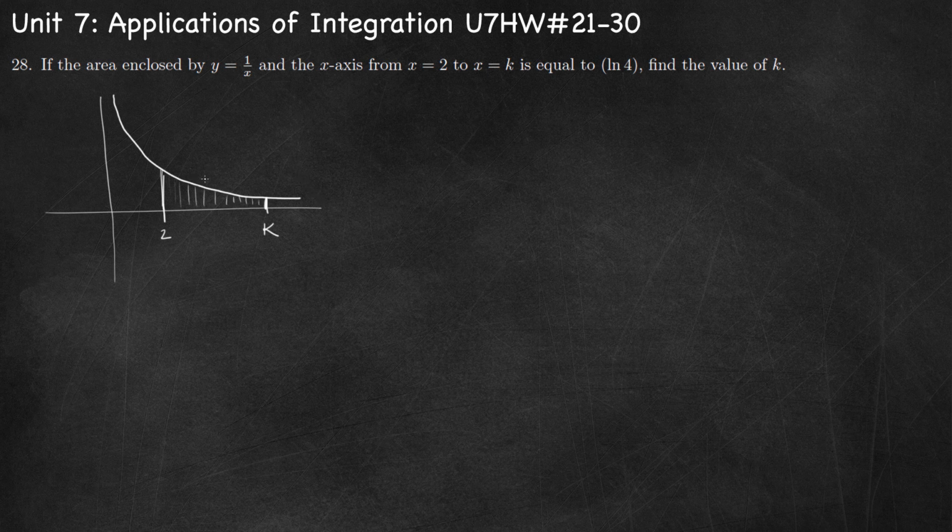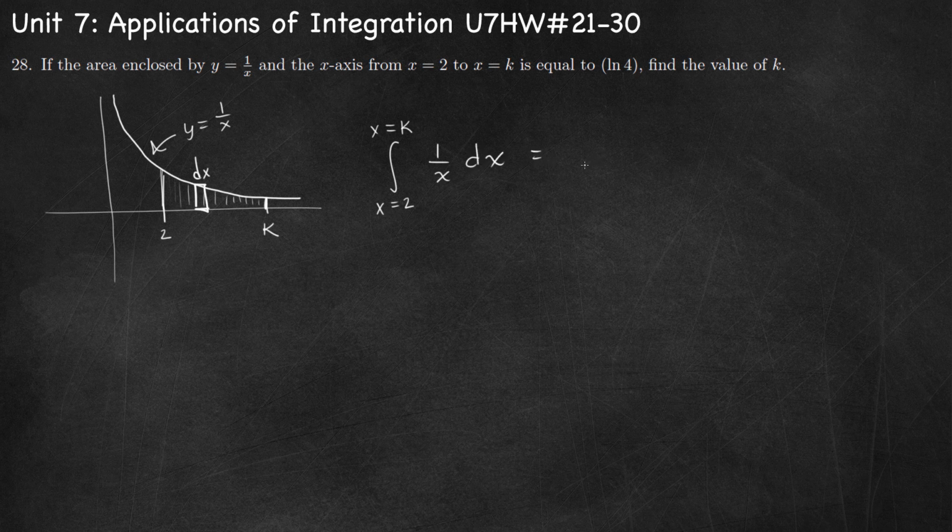Well, let's set up our area equation. We can use a vertical cross-section. So this is a dx problem. Our integral goes from x equals 2 to x equals k, top minus bottom. This is y equals 1 over x. The bottom is just y equals 0. So 1 over x minus 0 times dx.